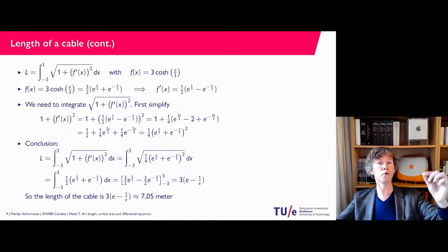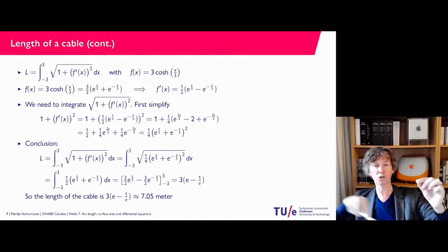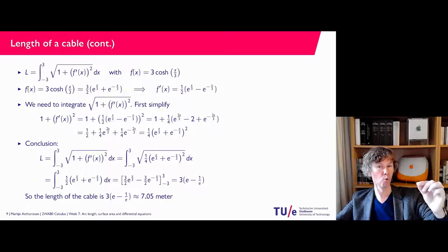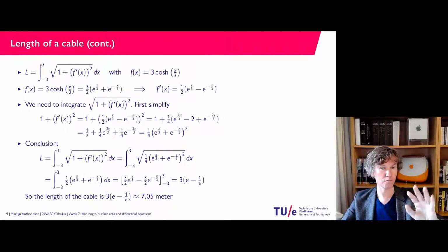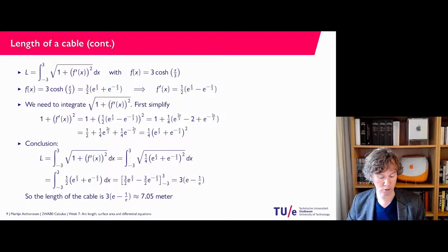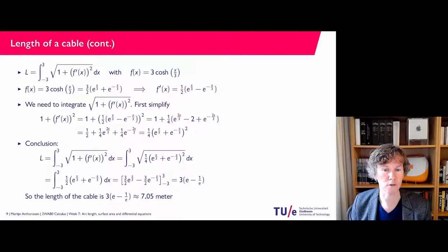Because we had two poles and they were 6 meters apart. Of course, this chain, this cable is hanging a little bit, so we are going to need more than 6 meters. So 7.05, that makes sense. That's a reasonable value. So this is how it works, and you will find in the book there is a couple more questions about arc length, as it is called.